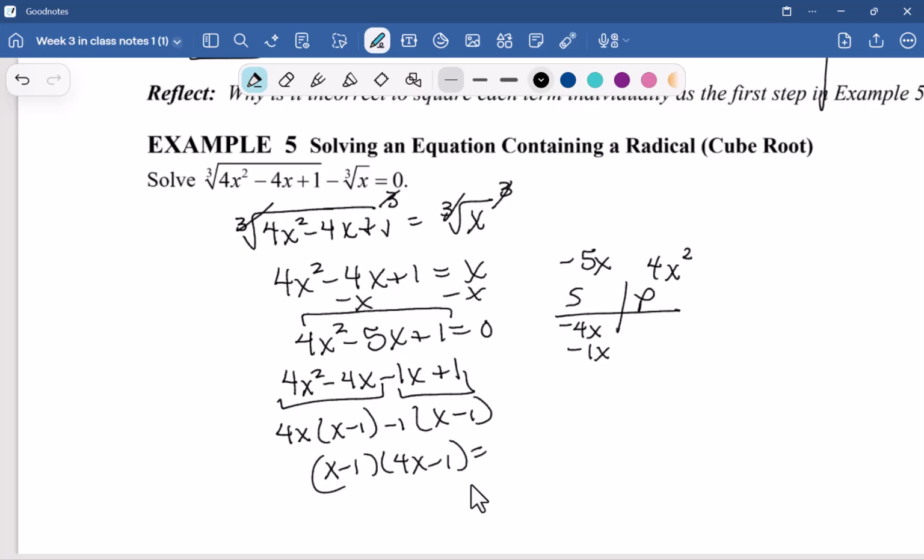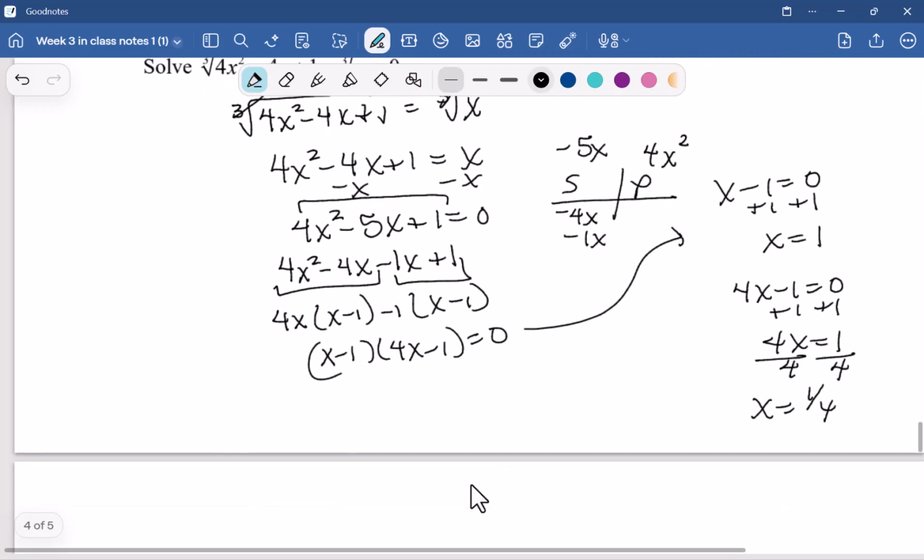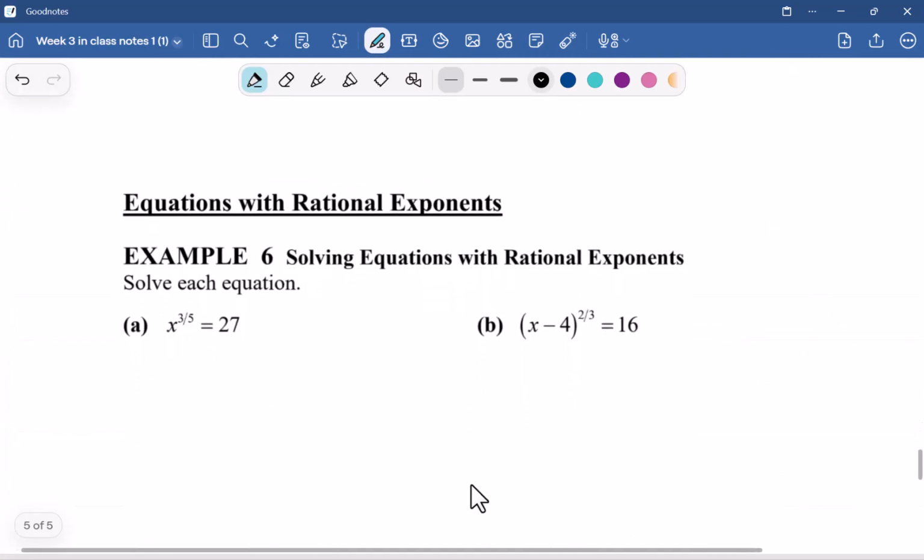So if you set them both equal to 0, let me come over here. X minus 1 equals 0. Add the 1. X equals 1. And then 4x minus 1 equals 0. Add the 1. Divide by 4. X equals 1/4. And you do not have to check a cube root. So both of those answers should work fine.